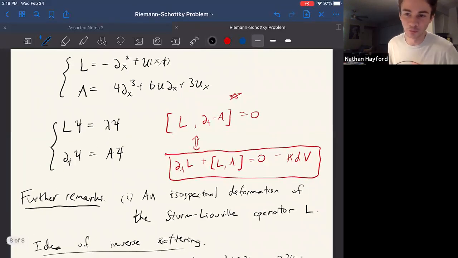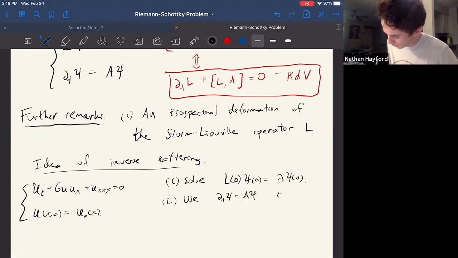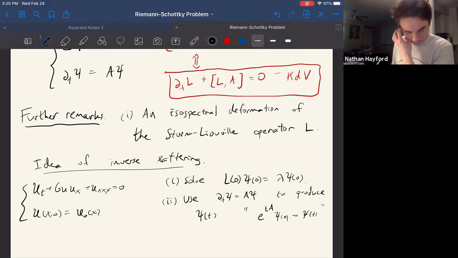I say just solving a Sturm-Liouville problem, but there are several people in the audience that can tell you how hard this is in general. But maybe we could just solve the Sturm-Liouville problem. Two, you use the second equation, psi_t = A psi, to produce psi of t, the eigenfunctions at a later time. This is the easiest step. Very formally, how do you solve this equation? You just write e to the tA applied to psi of 0, and that's psi of t. So very formally, that's what you do.